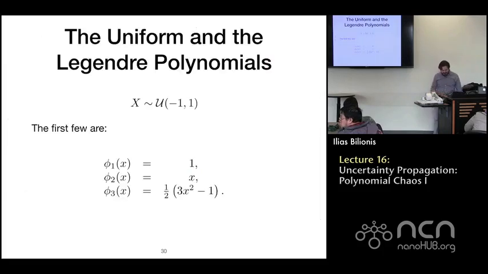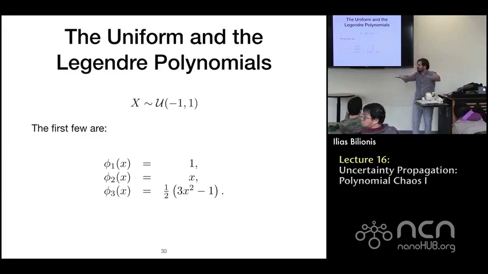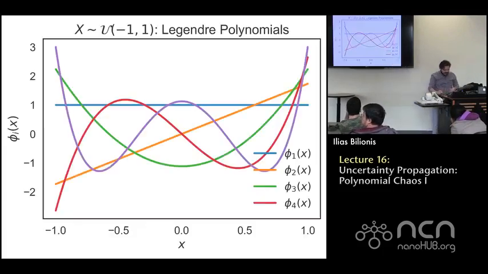These are the Laguerre. Let's go with one more. If the probability density is uniform, then the name is Legendre polynomials. And this is how they look. The probability density here is uniform between -1 and 1.